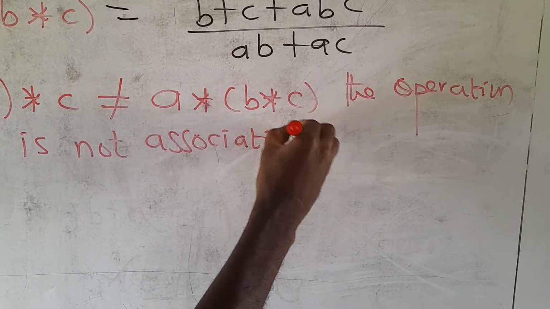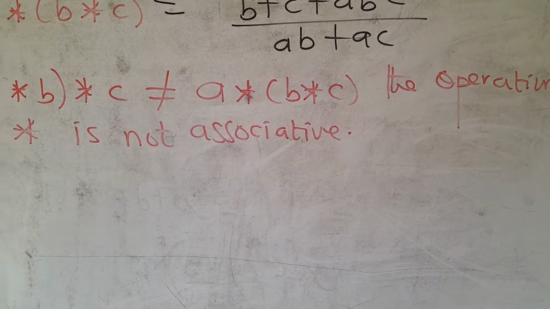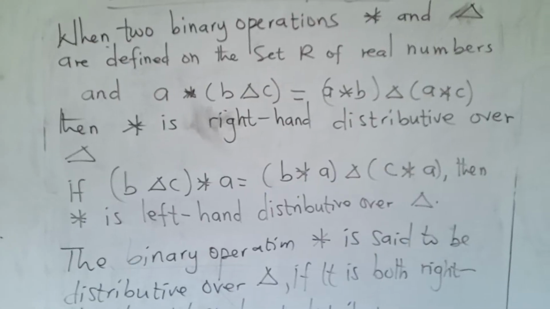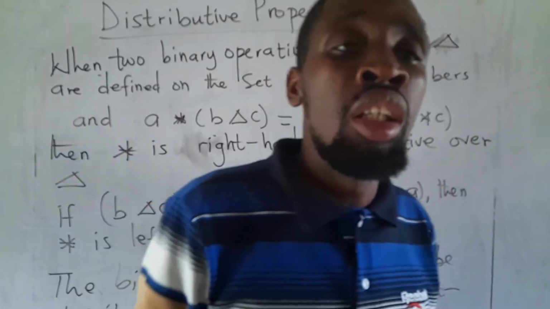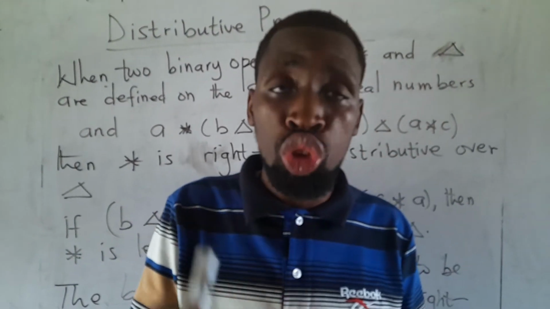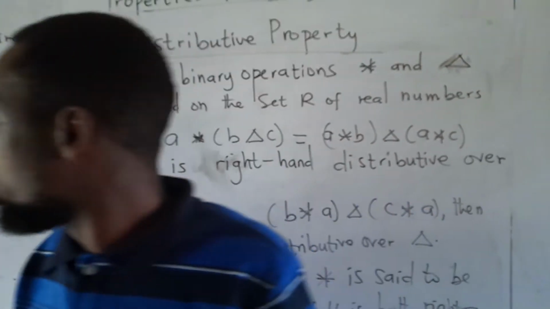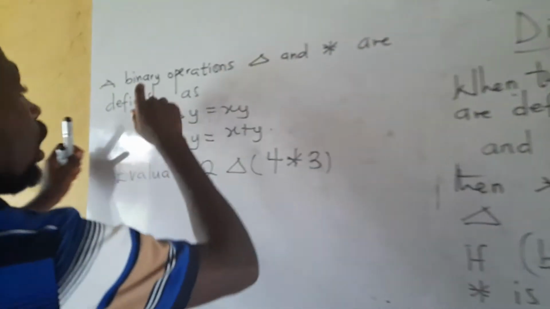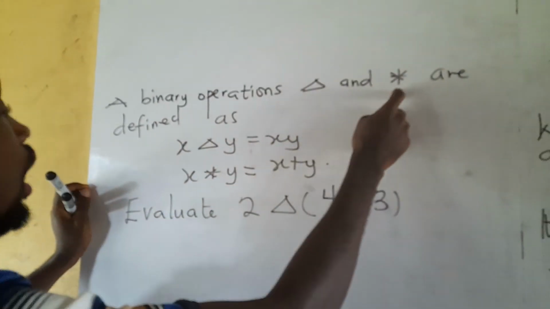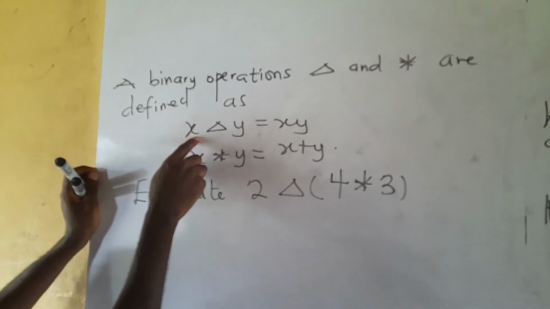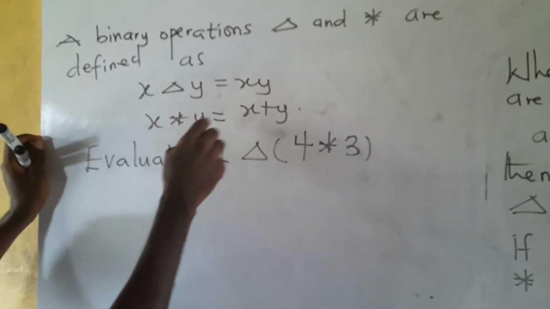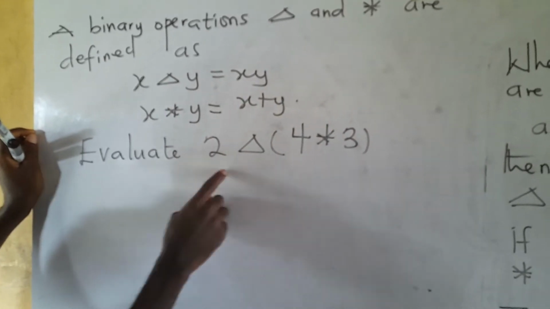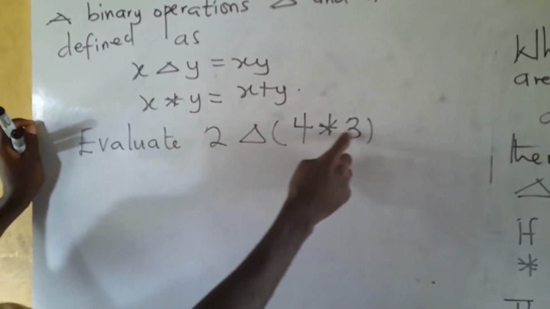I hope you get that. So the next property we'll be proving is the distributive property. But before we prove the distributive property, let's look at this question. They say binary operations delta and star are defined as x delta y is equal to xy and x star y is equal to x plus y. We should evaluate 2 delta 4 star 3.